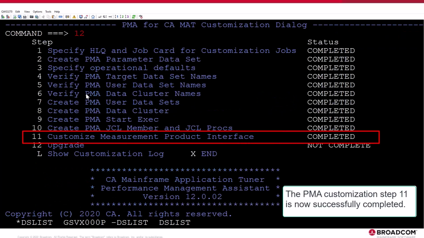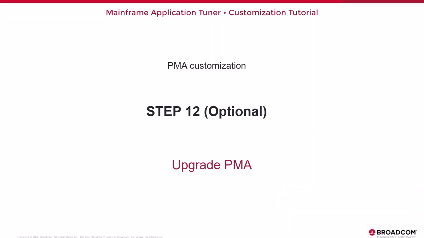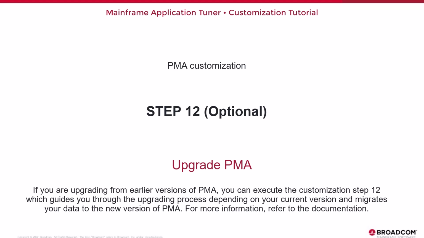The PMA customization Step 11 is now successfully completed. Step 12, optional. Upgrade PMA. If you are upgrading from earlier versions of PMA, you can execute the customization Step 12, which guides you through the upgrading process depending on your current version and migrates your data to the new version of PMA. For more information, refer to the documentation.